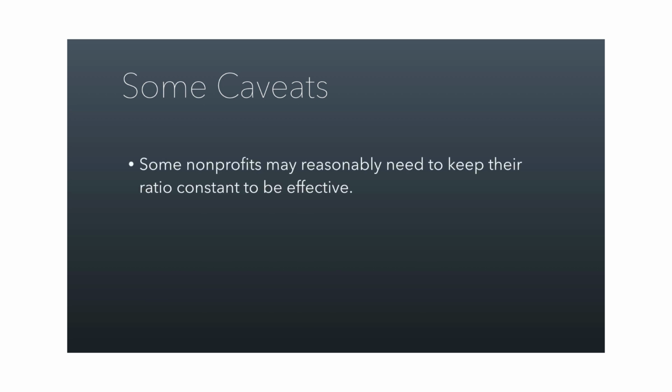Now, it may be true that some nonprofits need to reasonably keep their ratio constant to be effective, where an increase in program costs needs to come with an equivalent increase in administrative costs. But that's not usually true. And so a nonprofit manager should be thoughtful about that.